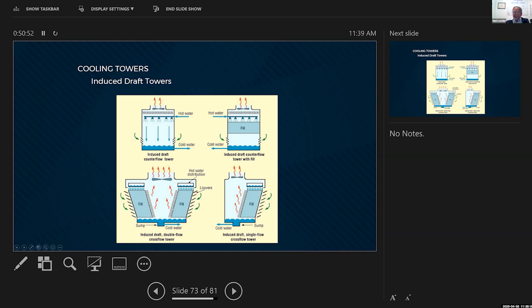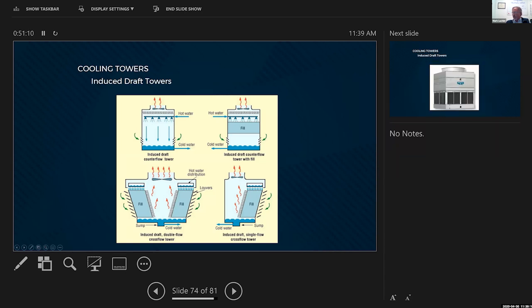This is the same idea. This one just has the fill shown in it. So as you can see, you can give up some heat when you create a spray with the water, but if you can slow it down on a medium and let it drip, drip, drip, you get more heat transfer out of it.